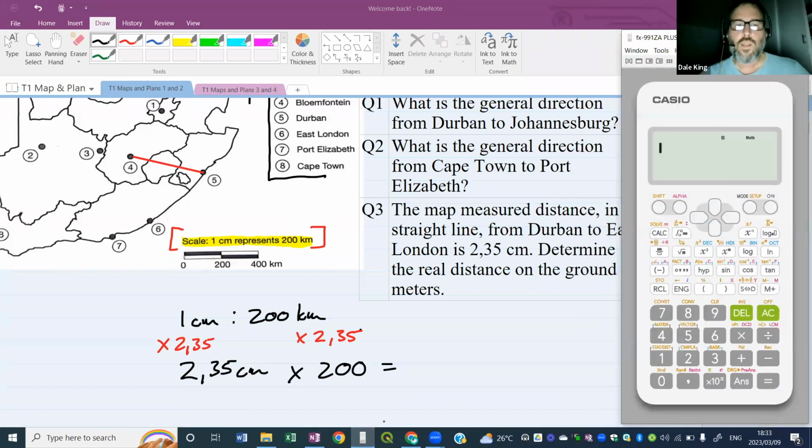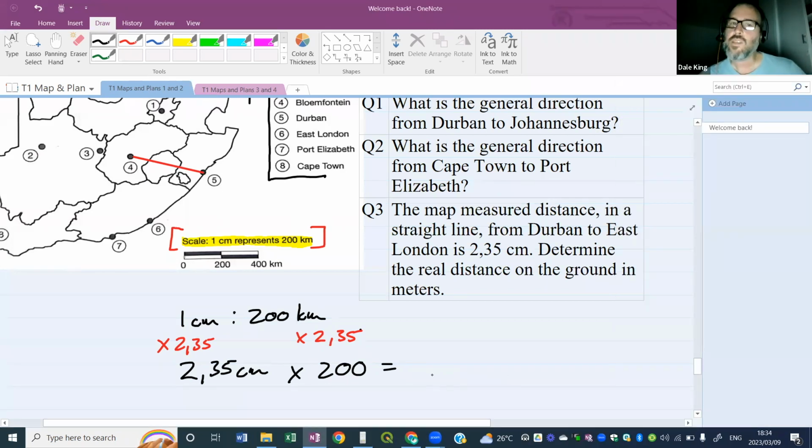Okay. Just remember that when I do this using this scale, I should get kilometers, hey? So 2,35 times 200 gives me 470. But 470 what? This is what Kia always says. Remember your units. So you guys are getting an answer 470. Well, you're on the right track. But if you wrote the units down, you might see that, oh, hold on, I'm not done yet. Because this question wants meters and my units are in kilometers. So I still got to take this a step further.